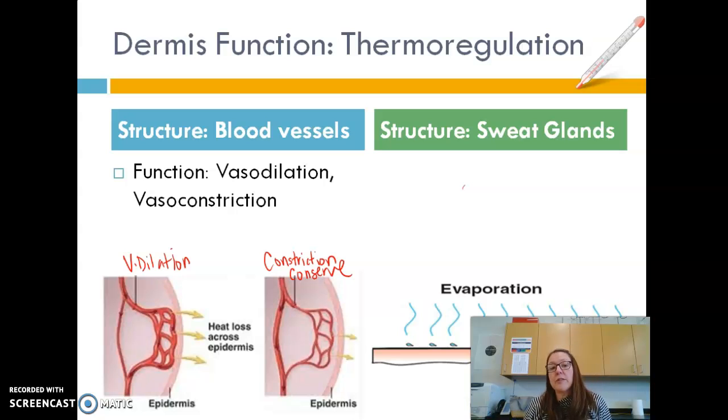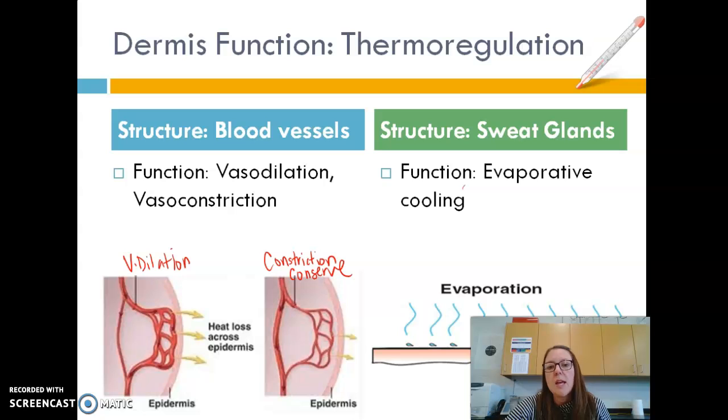Those blood vessels are found in the dermis. There are no blood vessels, in fact, found in the epidermis. It's too thin. The other structure within the dermis that provides temperature regulation is our sweat glands. Our sweat glands release sweat, which is primarily water, up to the surface. Once water reaches the surface, it can evaporate into a vapor, and that action actually cools us down.